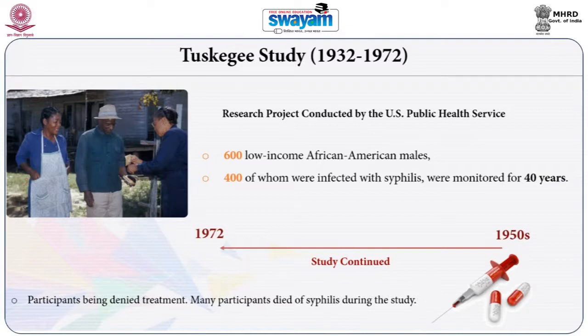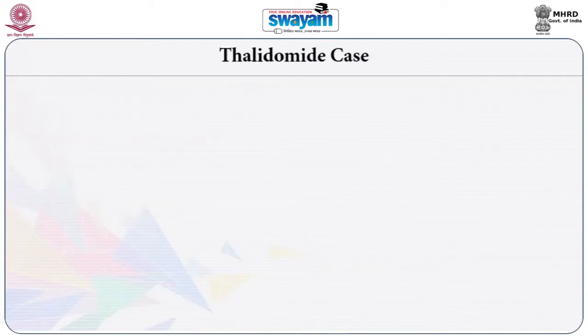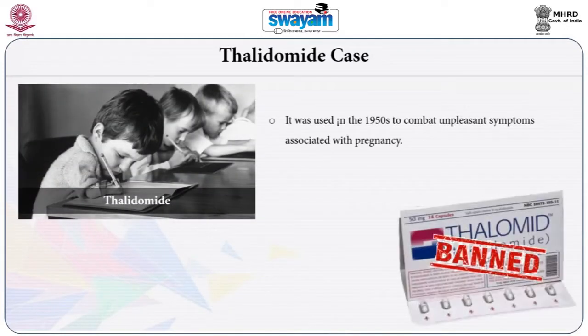Even though a proven cure, penicillin, became available in the 1950s, the study continued until 1972 with participants being denied treatment. Many participants died of syphilis during the study. In the thalidomide case, thalidomide was used in the 1950s to combat unpleasant symptoms associated with pregnancy.